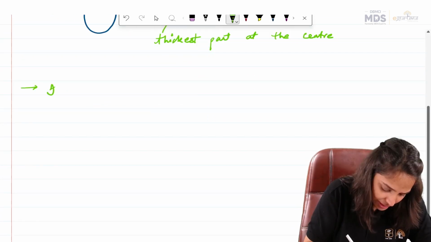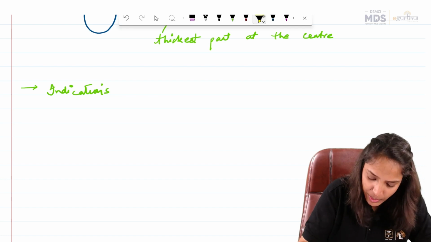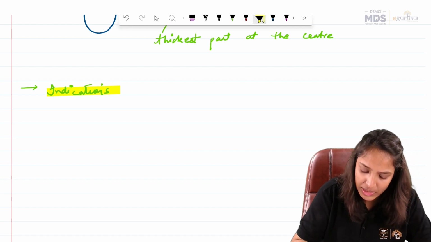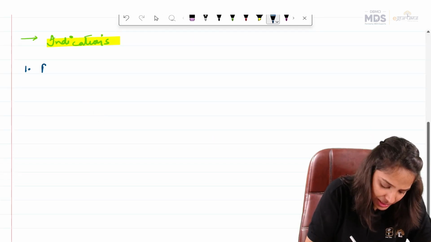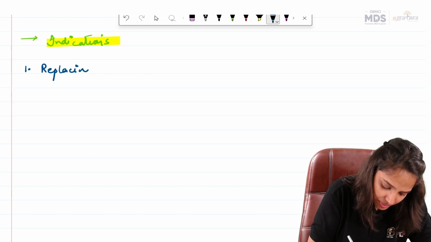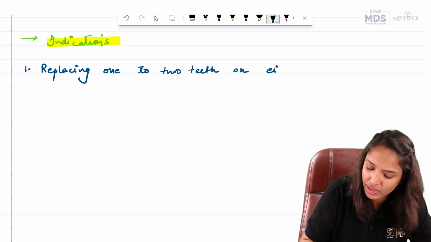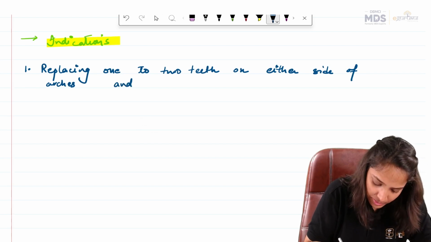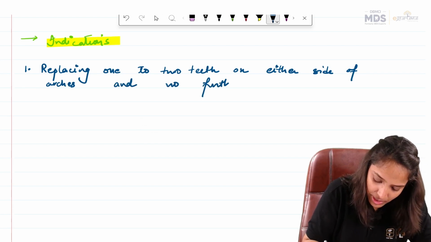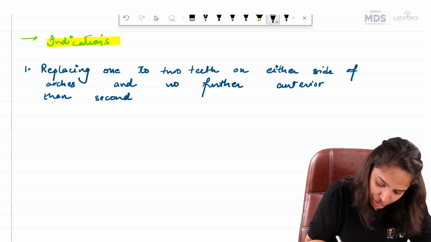Now, what are the indications of these? Which means where are we going to use your single palatal bar? Indications are limited to replacing 1 to 2 teeth on either side of the arches and no further anterior than second premolar position.